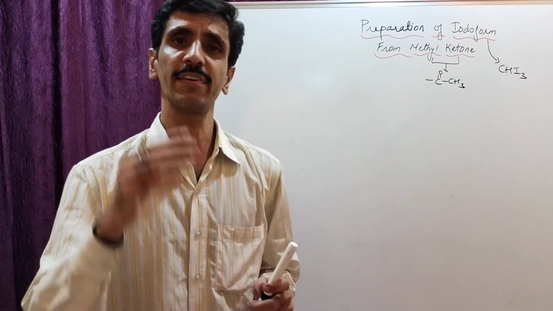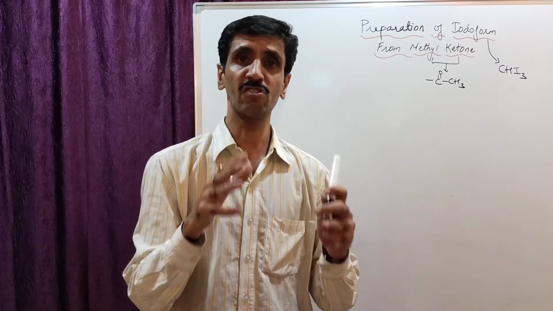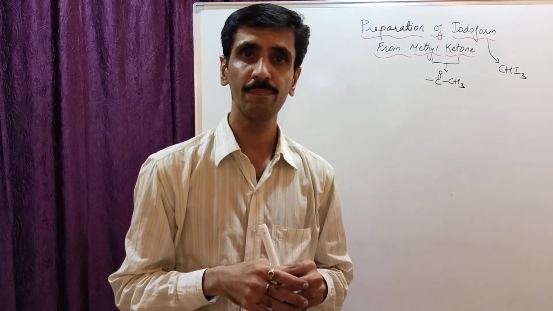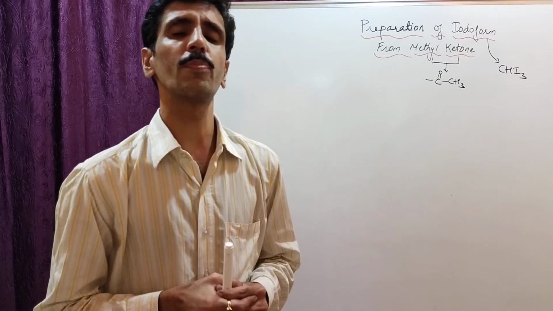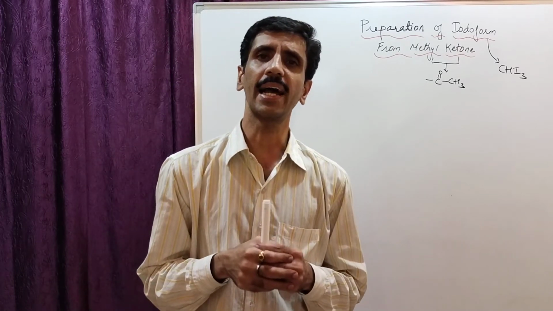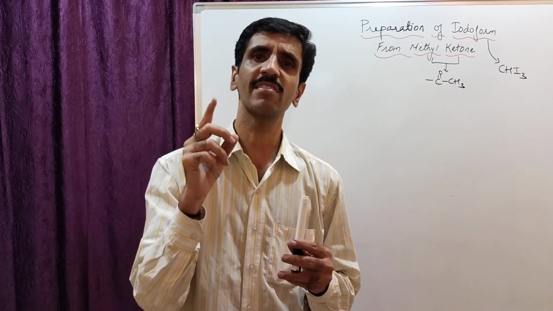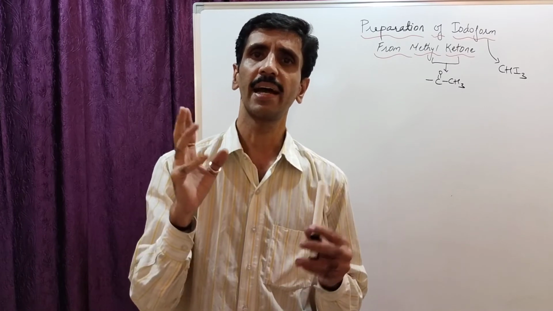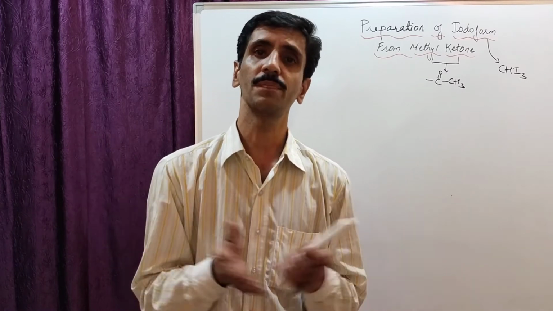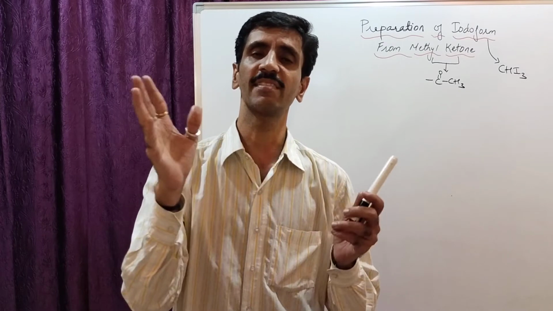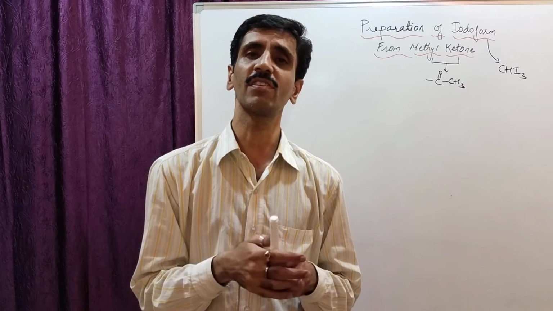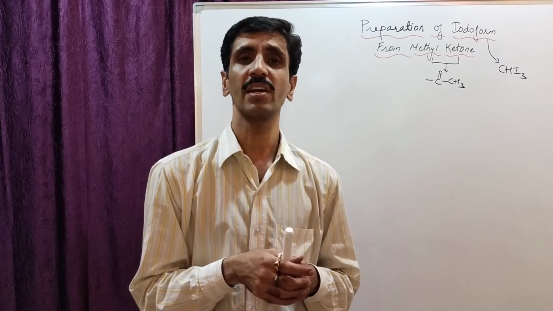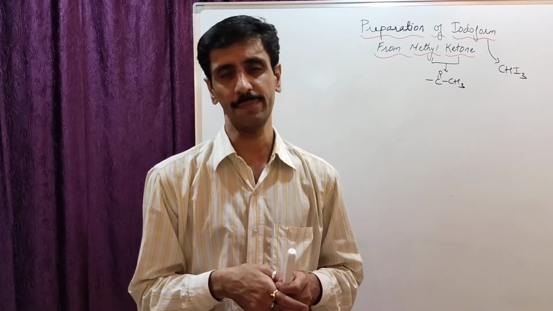I'll first explain the procedure behind the preparation of iodoform, and then I'll explain the reaction involved. To begin with, when I talk about methyl ketone, the very first example which comes to my mind is acetone, CH3COCH3. Acetone is a liquid, the boiling point of which is 56 degrees Celsius, and therefore we say it's a volatile liquid.